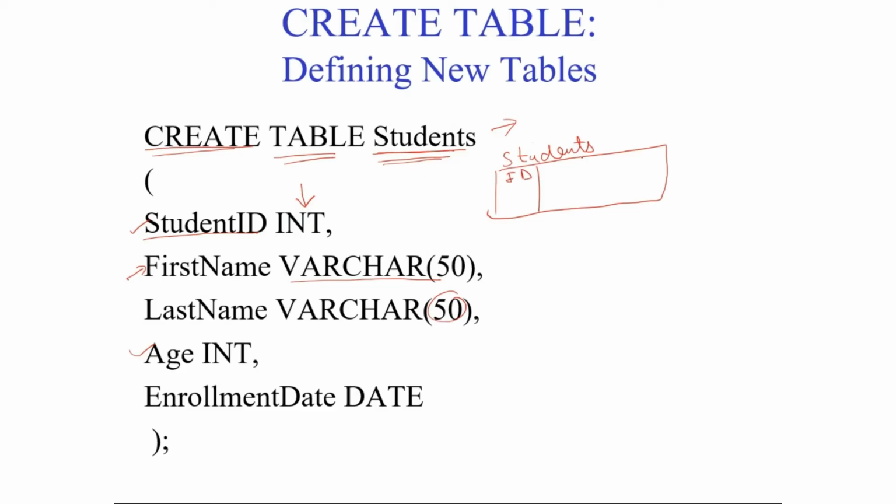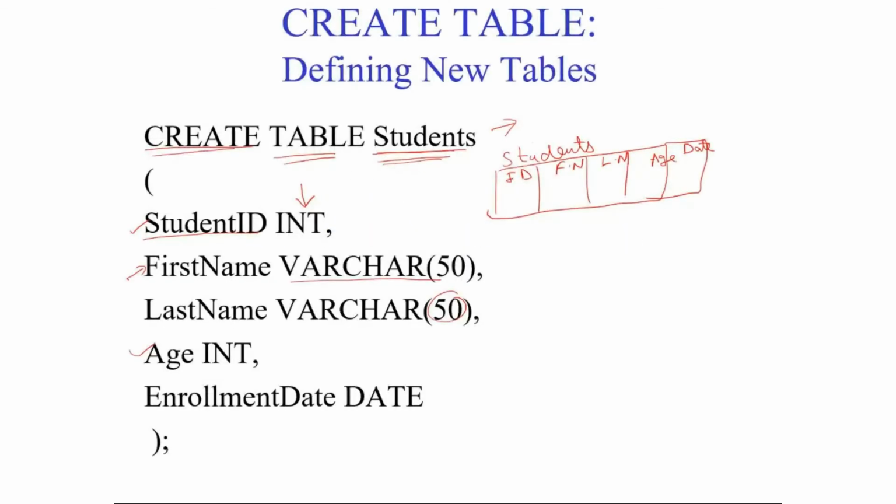You can write the whole column name, and then this is the first name, then this is the last name, then this is age, and here it is what? Enrollment date. So you can write an enrollment date also. Then a student table. After even creating a table, you can even modify the table structure.